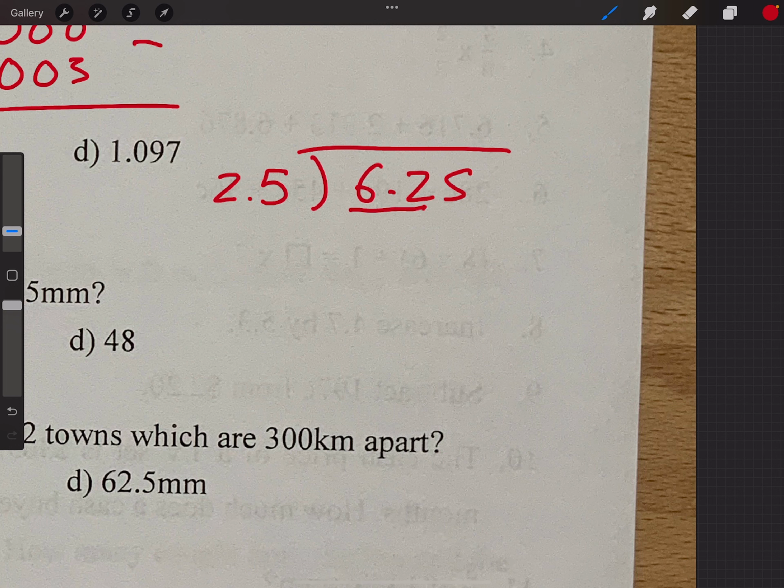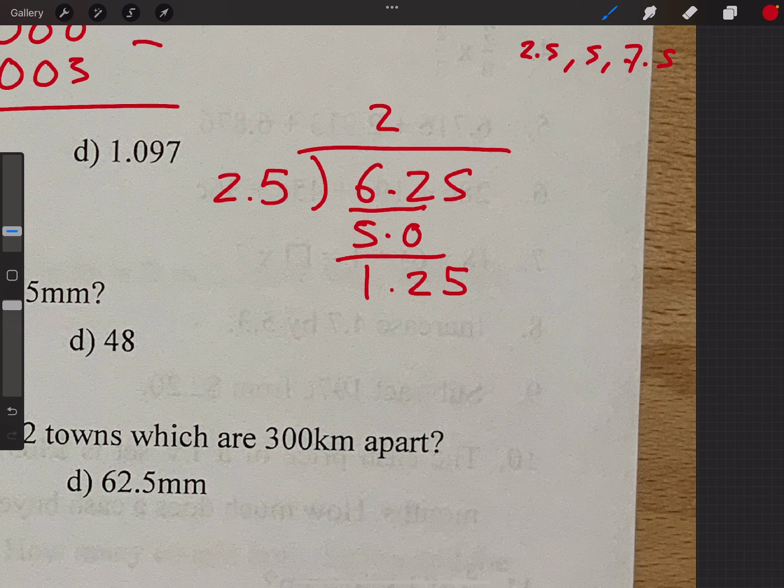6.25 divided by 2.5. Now we know the multiples of 2.5 are 2.5, and then 5, and then 7.5. So that means it's going to be 2. 2 times 2.5 is 5.0. Minus it, you get 1, 2, and then 5. Okay. What is 125 divided by 2.5?